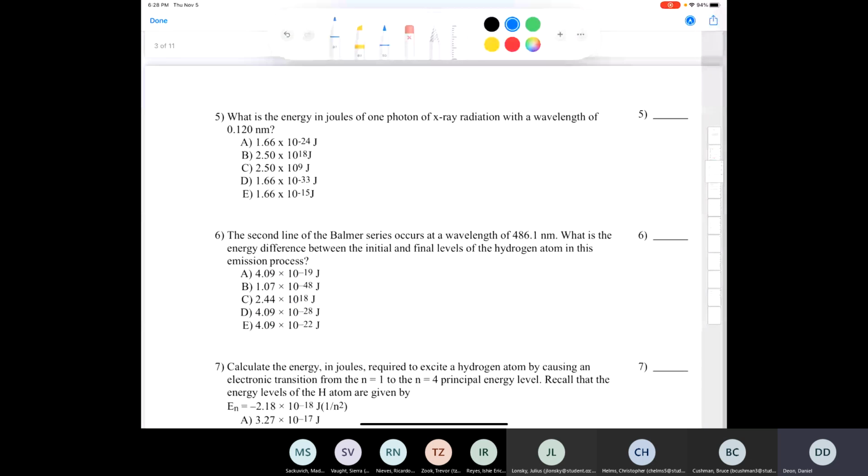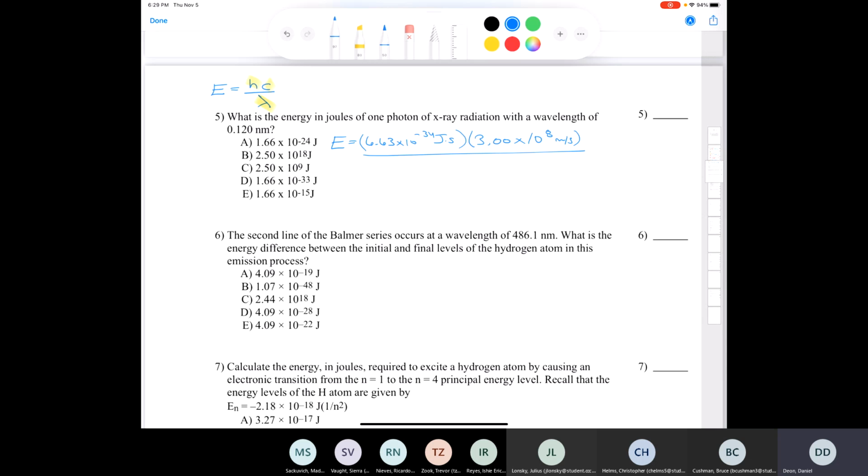Number 5, what is the energy in joules of 1 photon of X-ray radiation with this wavelength? Well, remember that we saw an equation a few minutes ago where we related energy and wavelength: E is equal to hc over lambda. H and C are constants, so if we have wavelength, we can calculate energy. So E is going to be equal to 6.63 times 10 to the negative 34 joules times seconds, that's Planck's constant, times the speed of light, 3.00 times 10 to the 8th meters per second.